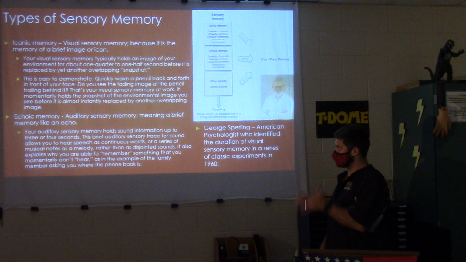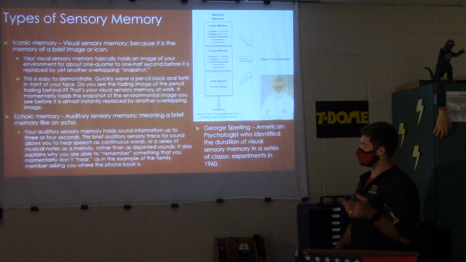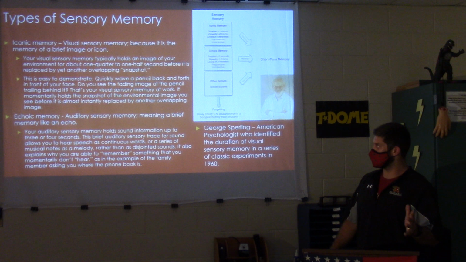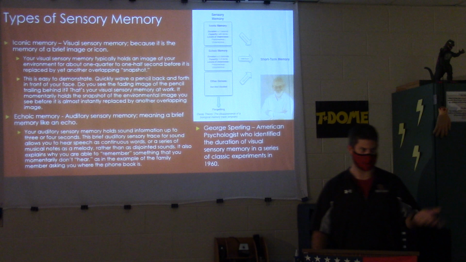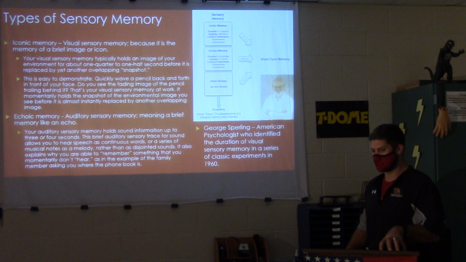So that's visual sensory memory. Your visual sensory memory typically holds an image of your environment for about a quarter to half a second before it is replaced by yet another overlapping snapshot. Again, we're humans and we kind of have a frame rate. Really high frame rates are awesome to watch videos on, right? 60 frames per second, I think your iPhone can do that, but it usually records at 30 frames per second.